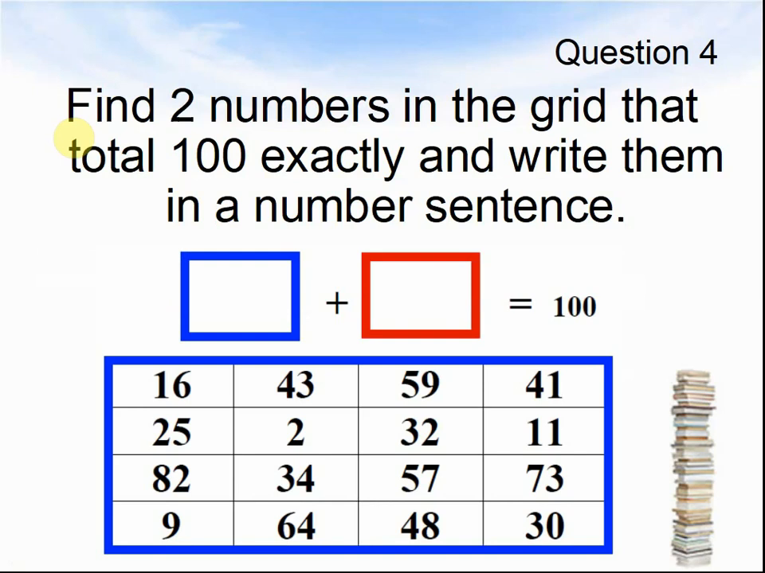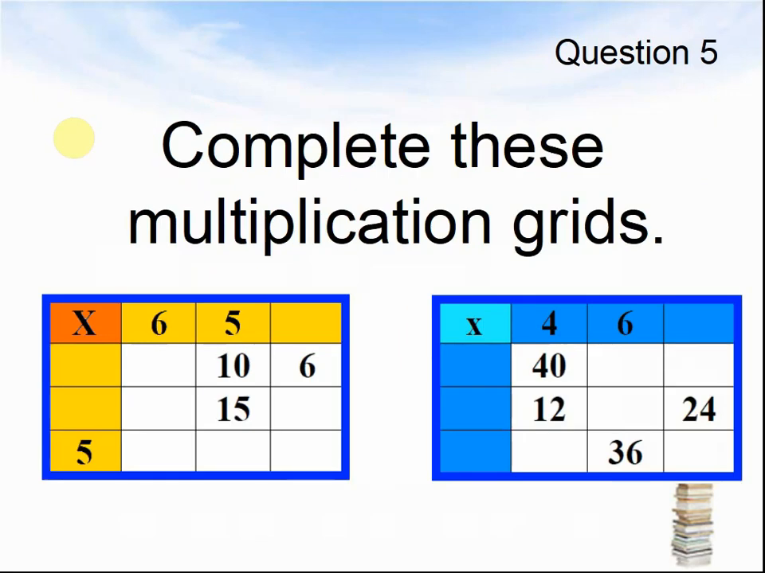Question 4. Find 2 numbers in the grid that total 100 exactly and write them in a number sentence. Something plus something equals 100. There are 2 answers you could find in this grid. Pause the video until you are ready for question 5. Question 5 is now coming, and here is question 5.